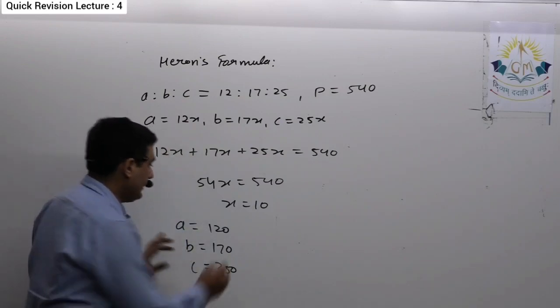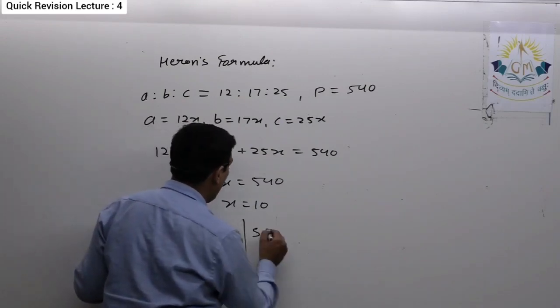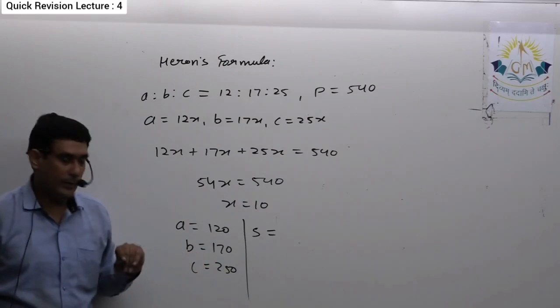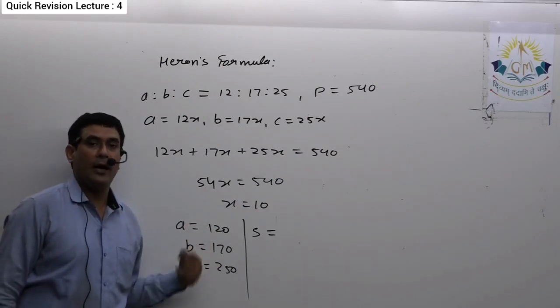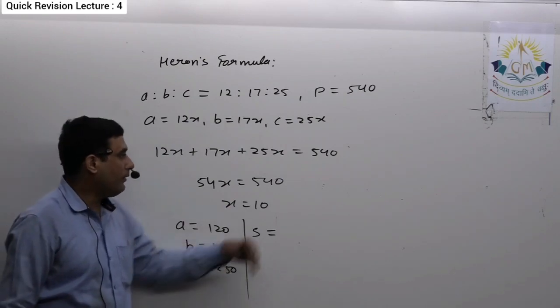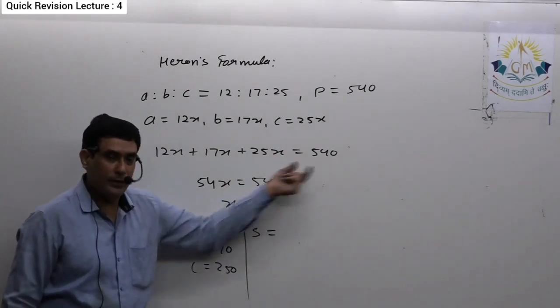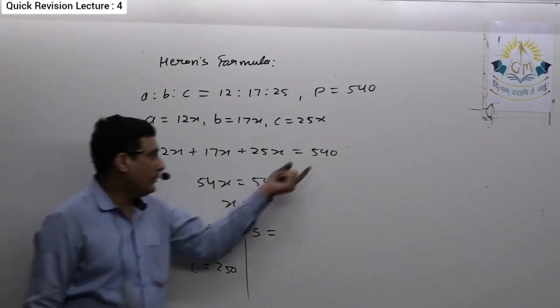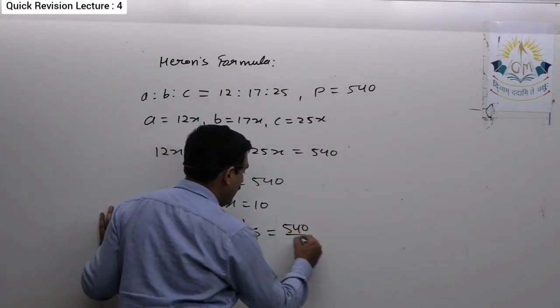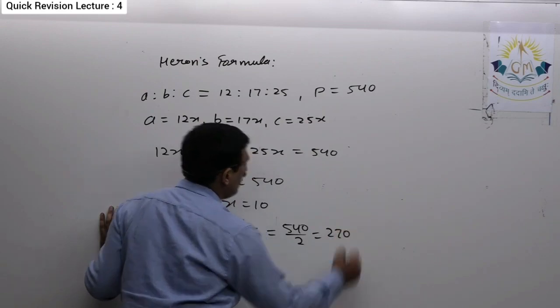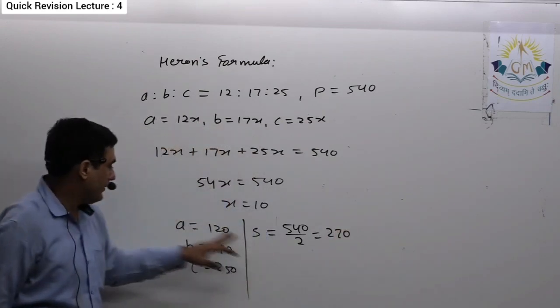Now after getting this, next I am going to find the semi perimeter. Now for semi perimeter, definitely we know it is A plus B plus C by 2. That means half of the perimeter, but here I already have the perimeter, so I won't add this. I simply take half of the perimeter which is given directly to me. That is 540 by 2, that is 270. Now I have S.